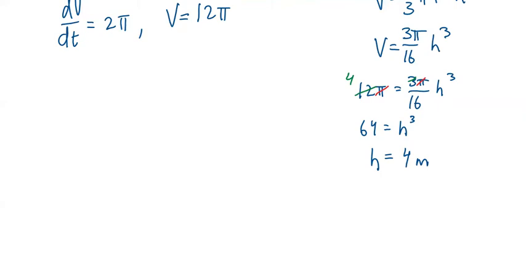Any other questions? Okay, so very quickly, 3 pi over 16 h cubed. Always write down the formula before you take the derivative. You can't start with the derivative, even though many of you, I'm sure, could. So this was 2 pi.